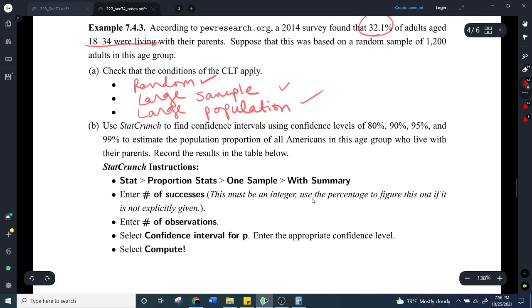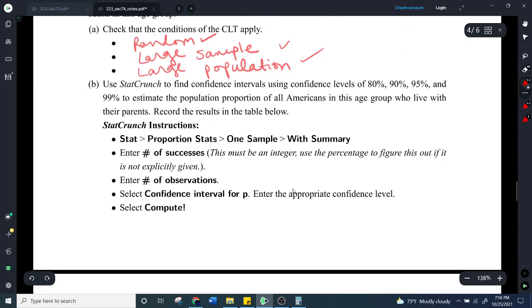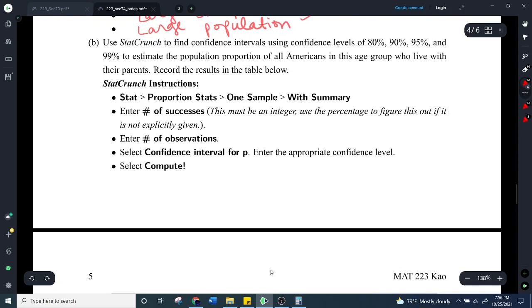Now it says use StatCrunch to find confidence intervals using levels of 80, 90, 95, and 99%. So let's talk about how to do this in StatCrunch. So in class, when you're asked to do this in StatCrunch, I want you to remember these instructions are right here. These are the steps that you're going to follow to calculate a confidence interval in StatCrunch. So let's go through an example of that here.